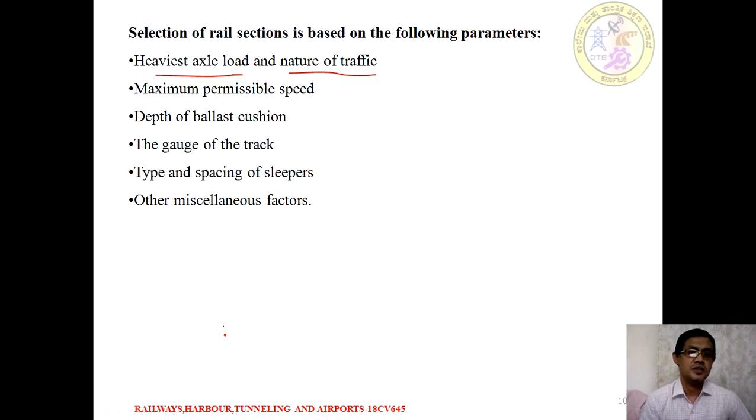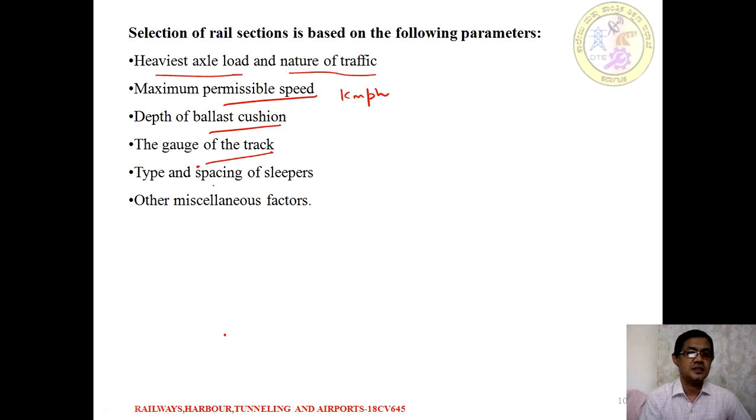Next is the maximum permissible speed. Whatever speed is allowed in terms of kilometers per hour, the rail should resist it and should not fail. Next, it depends upon the depth of the ballast cushion we provide. Next is the gauge of the track, which gauge we are using. It may be narrow gauge, meter gauge, or broad gauge. That is the type of gauge we are using.